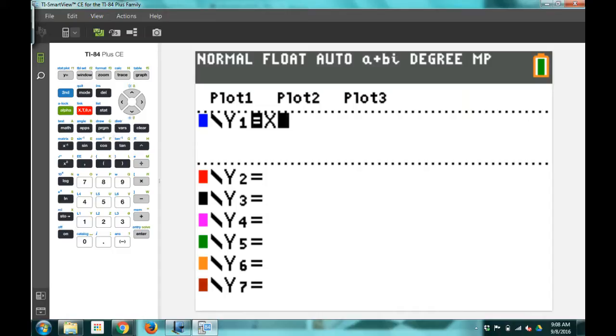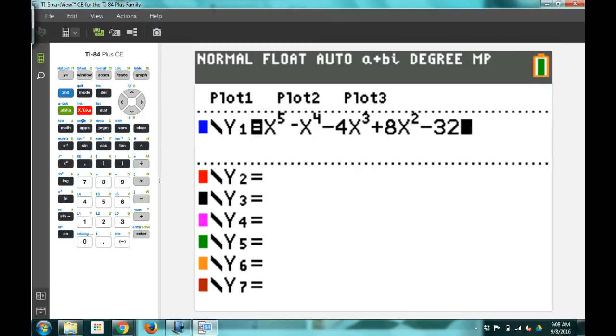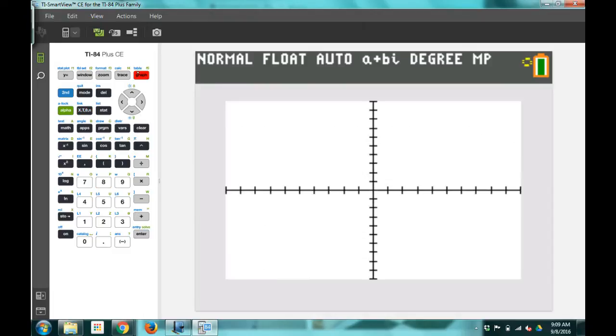This is a pretty large polynomial, so 5th degree is pretty big. 4x takes a while to type in. Even plus 8x squared, 32x plus 48. Hopefully some numbers jump out at us when we see this graph happening.